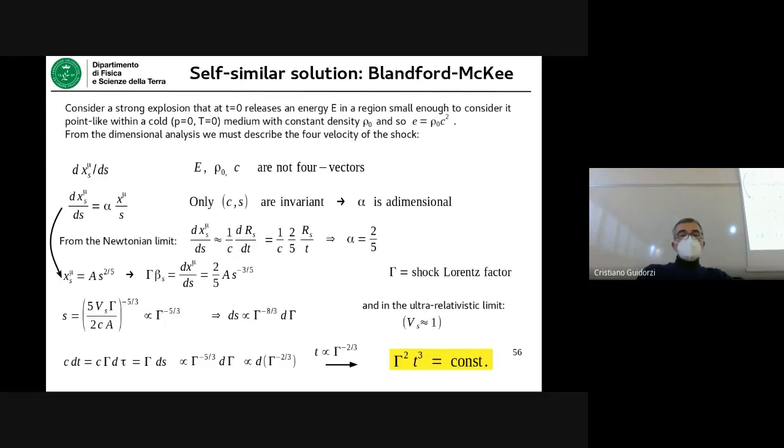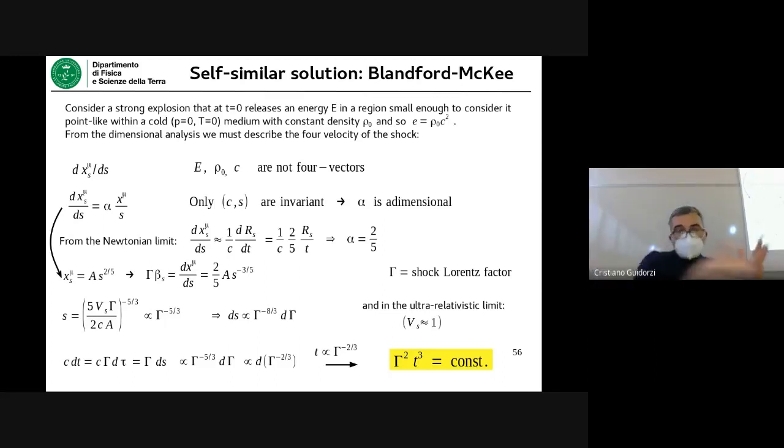Because now, if you bring this to the other side, this product is constant. So in particular, gamma scales as t to the minus 3 over 2. So you clearly see that gamma decreases with time. And that's indeed what you should expect, because as the shock sweeps up more and more medium, the same amount of energy is gradually transferred to a correspondingly increasing amount of mass. So that means that the shock has to slow down.